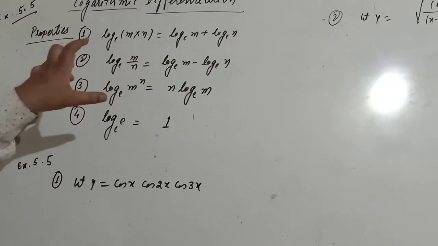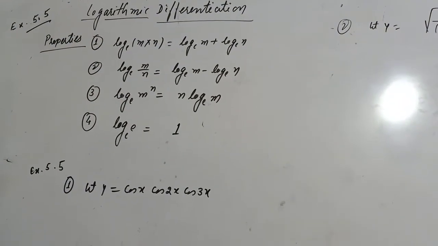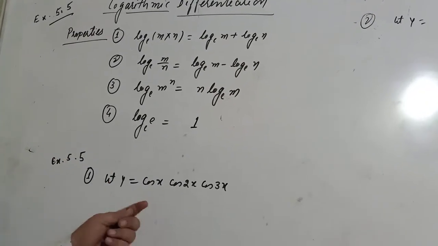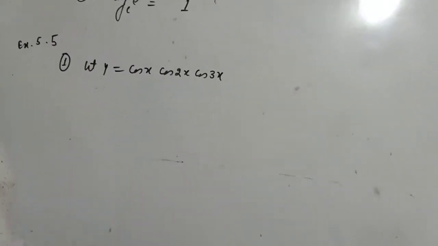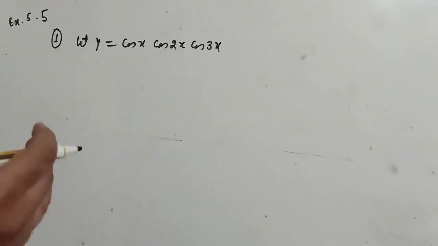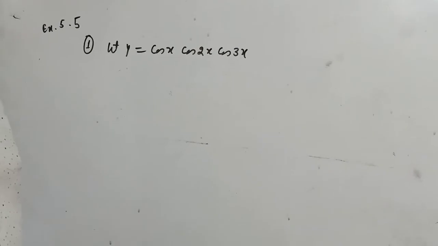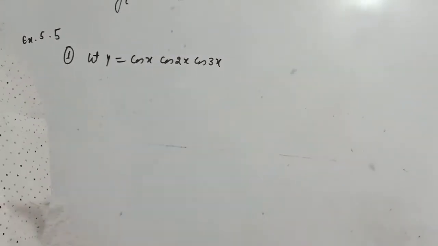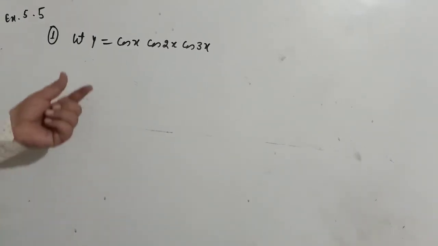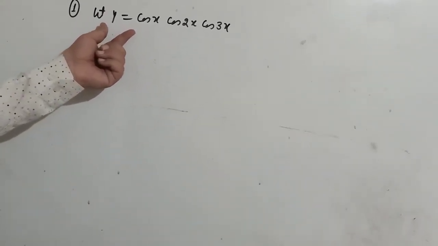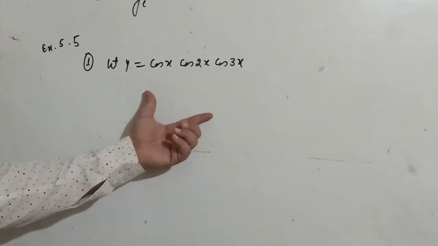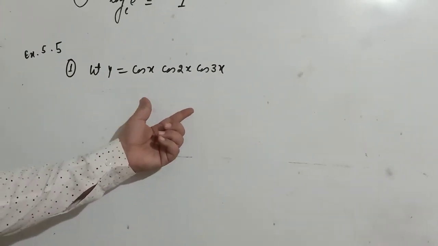These are very important properties of log. Why do we use log in maths? It makes typical calculation into simplest form. The log is very useful in maths. It is useful in physics, chemistry also. Whenever we get a typical form, it reduces it into simplest form. Like here, we are getting the first question of 5.5, y equals cos x, cos 2x, cos 3x. We can use the product rule also, but using log makes it easy.